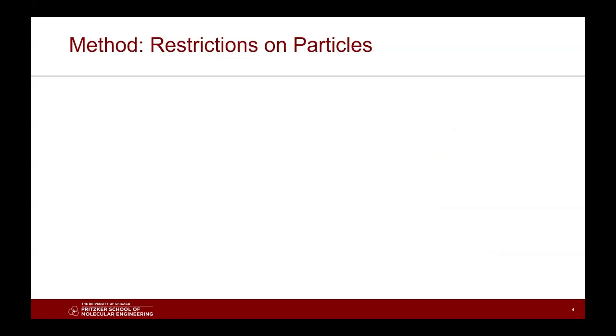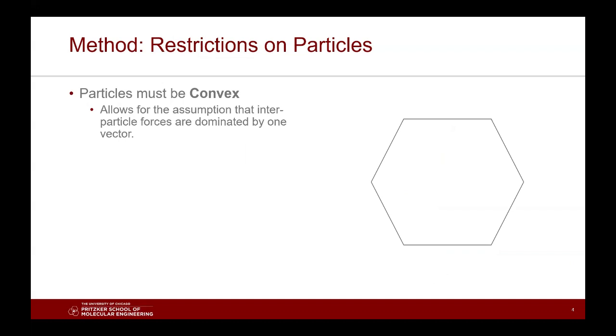So we can implement anisotropic particles by placing some restrictions on these. First off, we're going to assume that all the particles we are interested in simulating are going to be convex. That means each shape is going to be a kind of regular shape that we may be familiar with. In 2D, this would be a hexagon or an octagon or a square, a triangle, these sorts of shapes. And this allows us to assume that the interaction between any two particles can be dominated by one vector, the closest distance between the two particles.